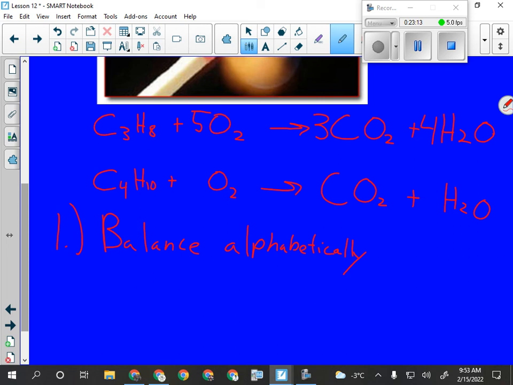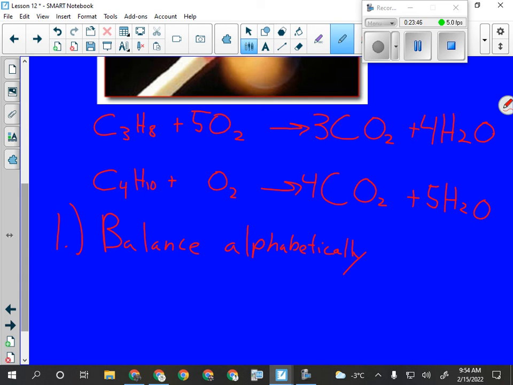If I do this same process, just balance it alphabetically, I'm going to run into a problem. How many carbons here? 4. Okay, so what needs to go here? Right. Okay, how many hydrogens are here? 10. Okay, what needs to go here? A 5. 5 times 2 is 10. All right, now if I look at my oxygens, 4 times 2 is 8, plus 5 more is 13.